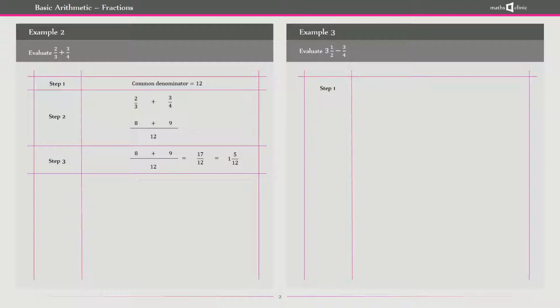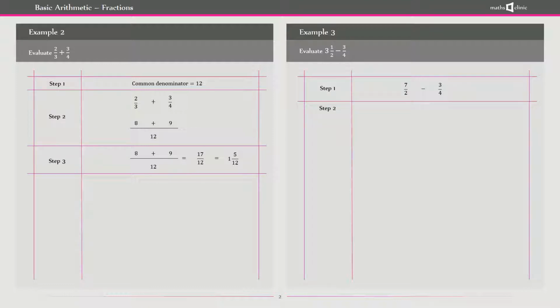So the first thing we're going to do here is convert this mixed fraction to an improper fraction. To do that we have 3 1 over 2. We multiply the denominator 2 by 3. So that's 2 times 3, which gives us 6, and we add the numerator 1, which gives us 7. So 2 times 3 plus 1, and you have 7 over 2. Then we bring in minus 3 over 4.